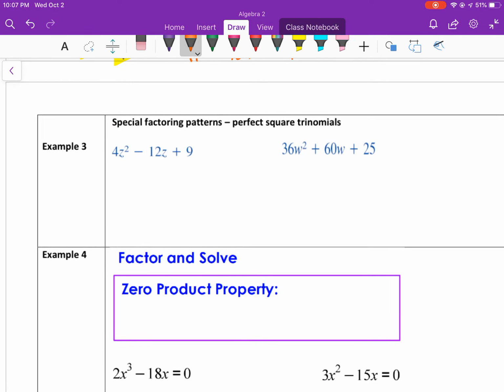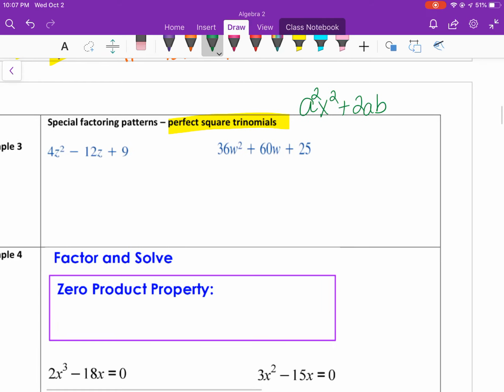There's also perfect square trinomials. Perfect square trinomials are ones that look like this. It's like a squared x squared plus 2ab plus b squared. So basically your first term is squared, your last term is squared, and then in the middle you have twice a and b.